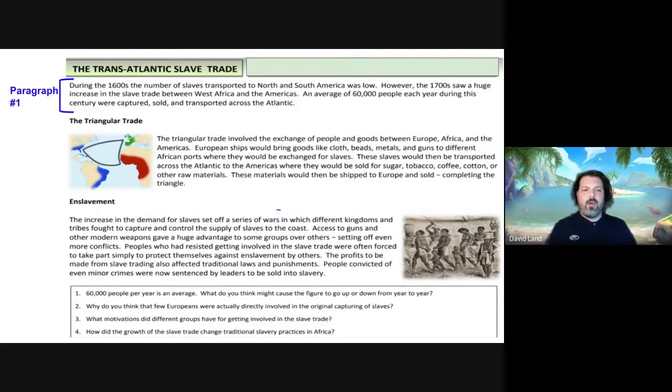Let's move to paragraph 2. So I'll show you that. It is titled The Triangular Trade, and you can see the picture there that shows us the triangle that we are studying. Ready? Paragraph 2.